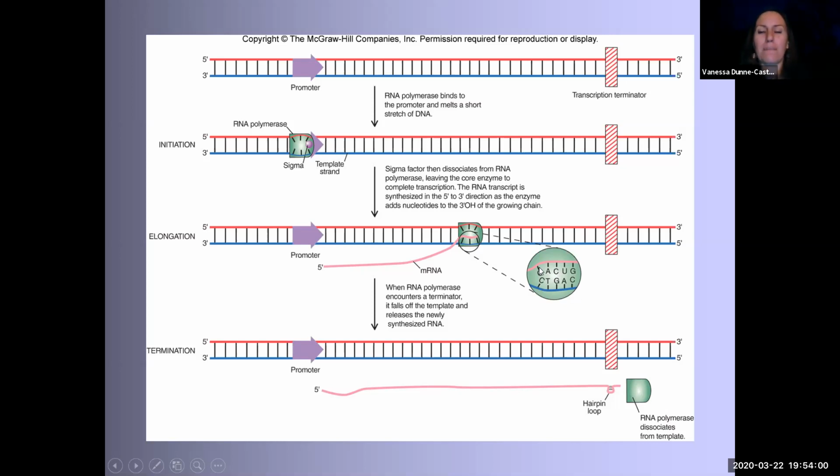So these complementary RNA nucleotides will come and bind, and this process moves all along until the terminator region is reached, at which point the RNA polymerase dissociates, that mRNA transcript is kicked off, and can then be read by the ribosomal machinery.